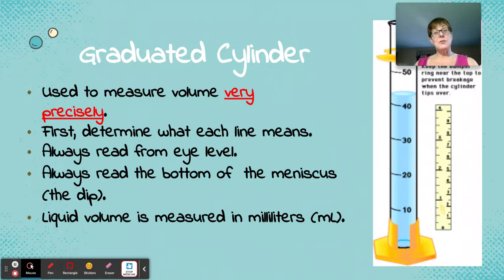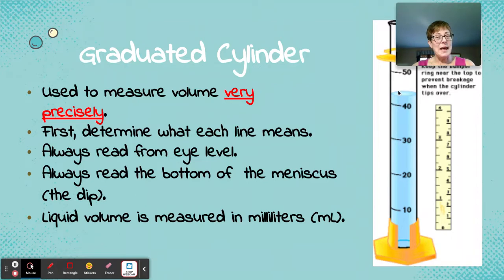So the first thing you have to do when you get a graduated cylinder is decide what each line means. We're using a graduated cylinder for the purpose of accuracy and precision, so it's important to know how these little lines in between the 50 and the 40 are divided. Sometimes it's 0.1, sometimes it's 0.2, sometimes it's 0.5.